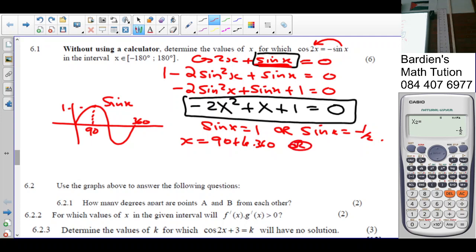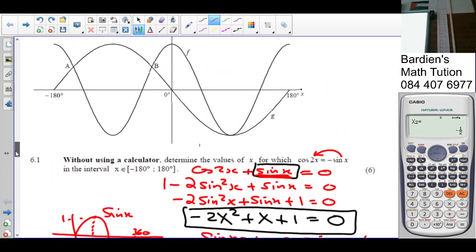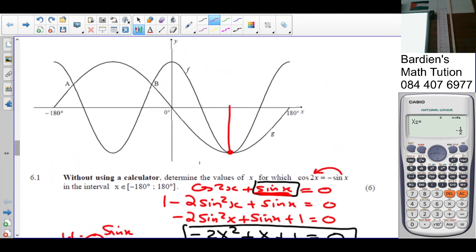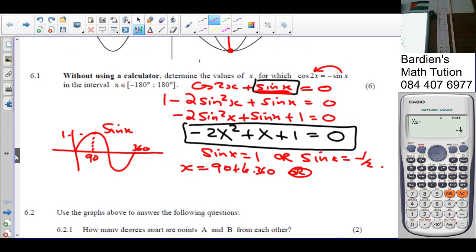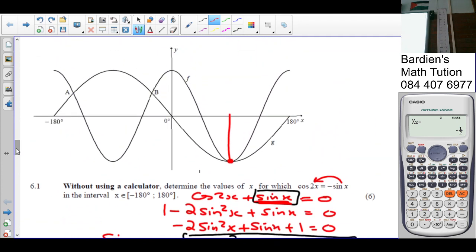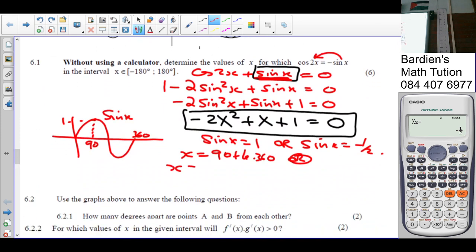Or, on the other hand, I know it's a restricted domain. It's just going to make life a bit easier for us. From here we could have read it easily. Sine is equal to 1 at 90, which is here. And we're going to say 90 minus 360 is negative 270, which is outside this given domain. So x will only be 90 for that branch. So for this side, x is equal to 90 degrees.